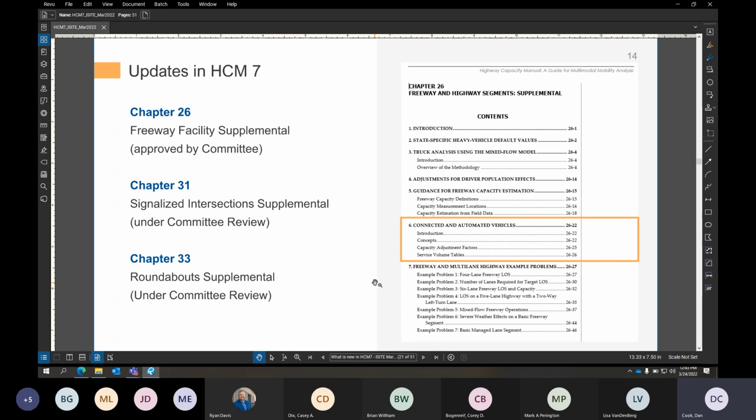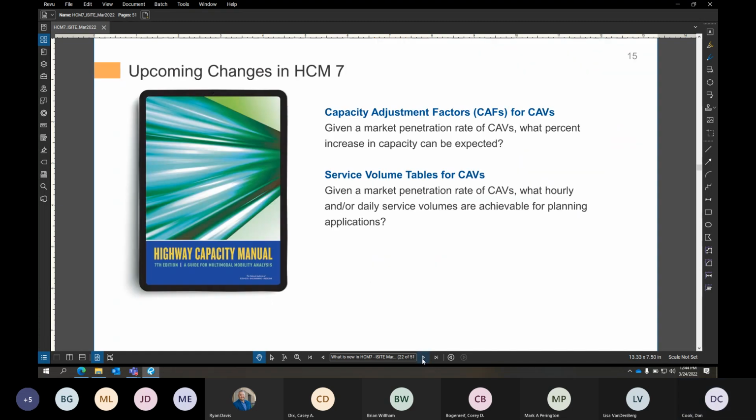So there's this research that was conducted. It was part of an NCHRP pooled fund study. The team produced capacity adjustment factors for freeways, signalized intersections, and roundabouts. And I'll go into those in a little more detail. But you're going to find that, for example, the freeways capacity adjustment factors will be located in those supplemental chapters. So in this case, chapter 26.